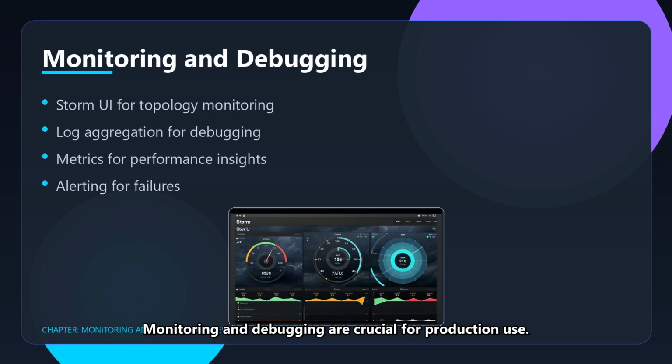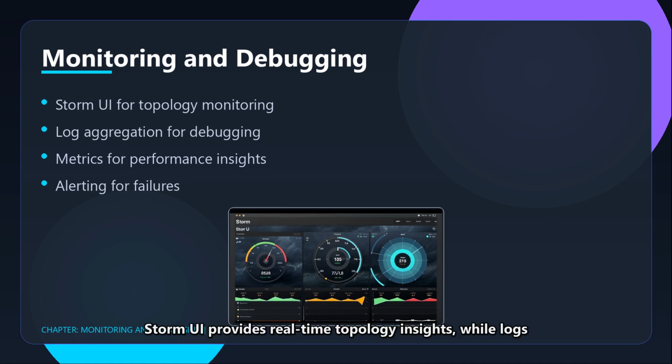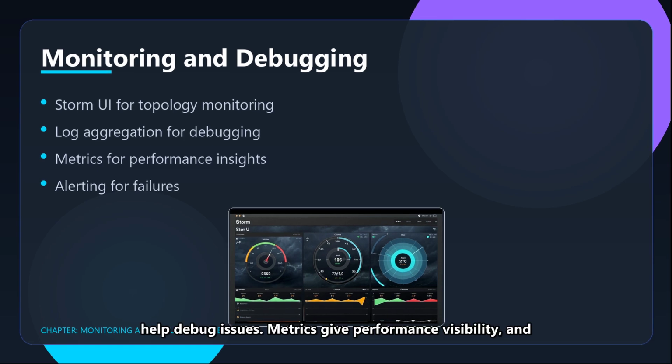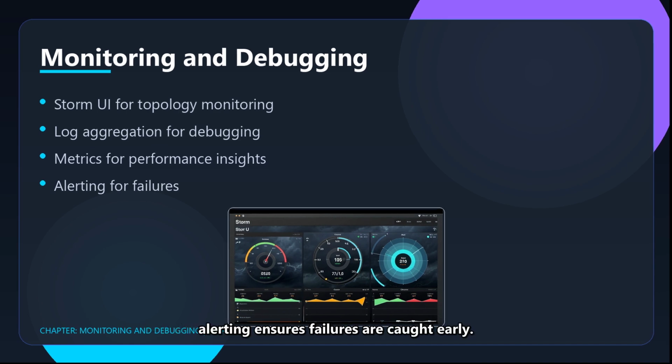Monitoring and debugging are crucial for production use. Storm UI provides real-time topology insights, while logs help debug issues. Metrics give performance visibility, and alerting ensures failures are caught early.